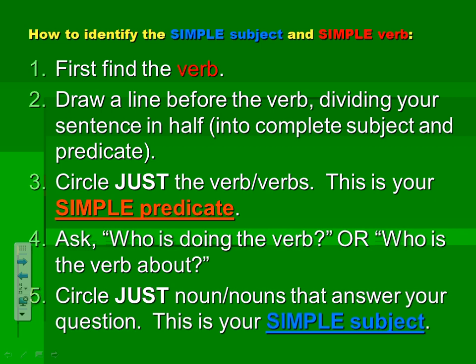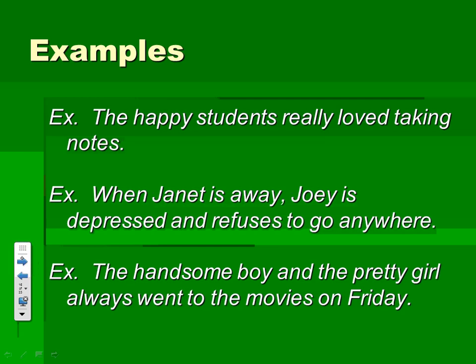Okay, so always ask yourself the question, who is doing the verb, or who is the verb about? That'll make sure that you get the right one. And just those nouns, that's going to be your simple subject. So let's look at some examples.